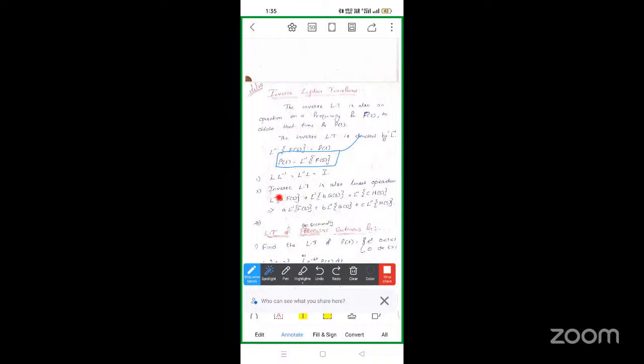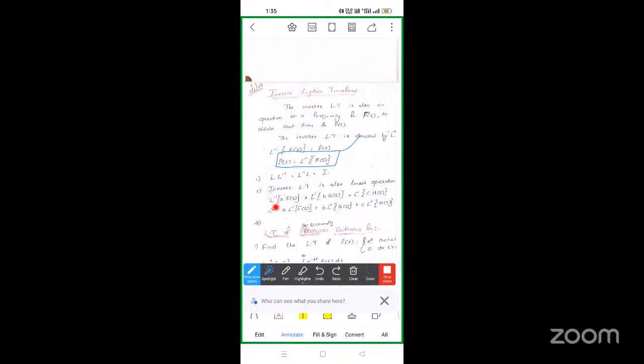Next, the inverse Laplace transform is also a linear operation. That is, the inverse Laplace transform satisfies the linearity condition. Is that clear? In the Laplace transform there is a linearity condition, and the same holds here in the inverse Laplace transform. So it is a linear operation, that is the linearity property.